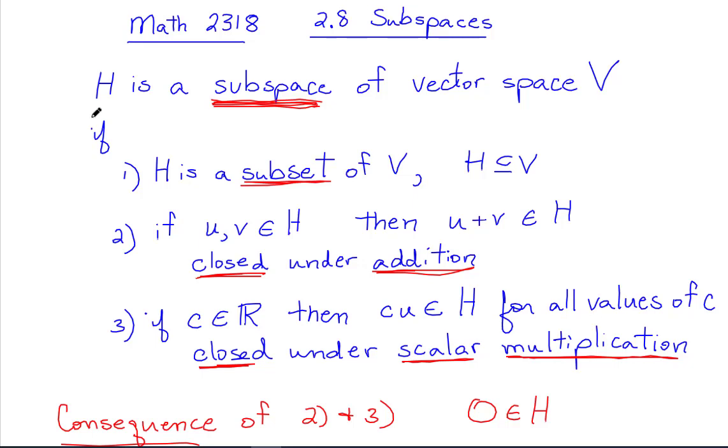Welcome to Math 2318, section 2.8. In this section, we are looking at subspaces. What is this thing called a subspace? H is a subspace of a particular thing called a vector space if three things are true.